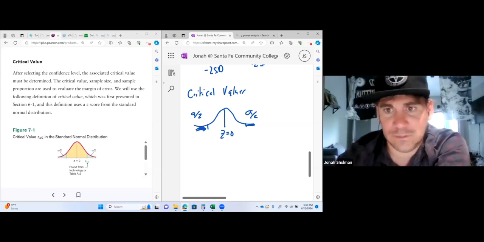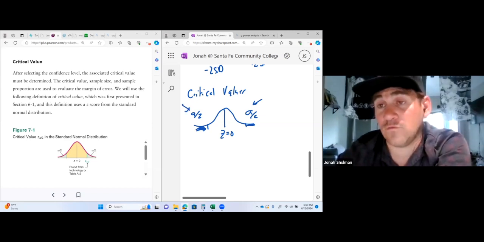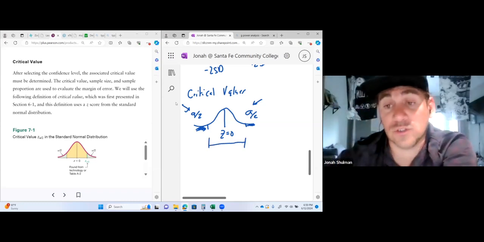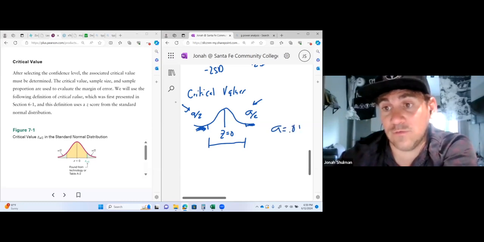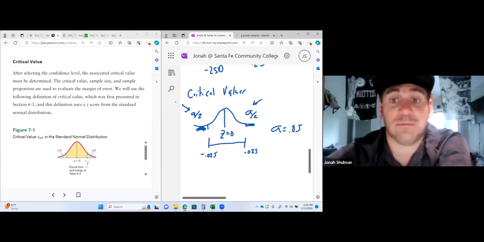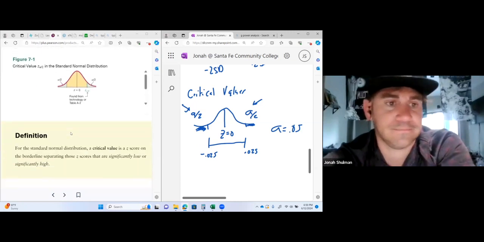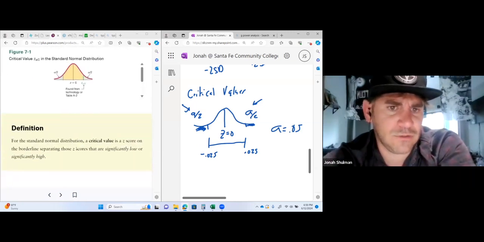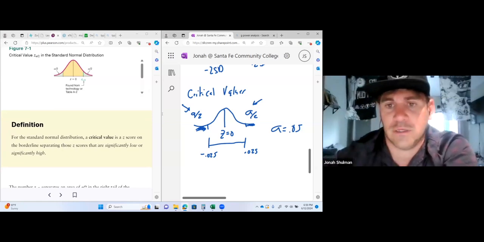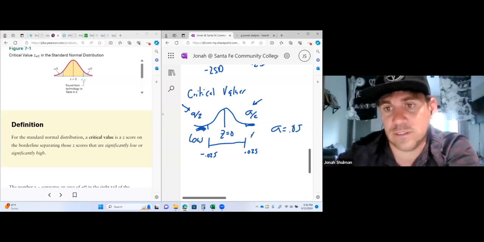What does this mean? Whatever values we pick for our alpha level get cut for us to be significant. As long as we're cut over here, we are confident that it's going to fall in this range. You can make your alpha level whatever you want. Usually our alpha level is going to be 0.05, which makes both of these what? 0.025, and makes this a negative 0.025. That's what we're probably going to be working with for just about everything. For a standard normal distribution, the critical value is a z-score on the borderline separating those that are significantly low. Here's your significantly low side. Here's your significantly high side.